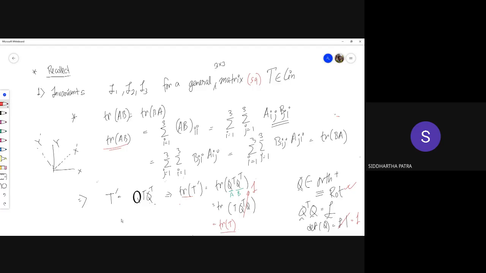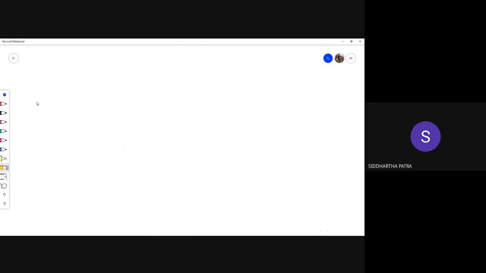So I1 of Q transpose T Q, or Q T Q transpose, both actually are rotation tensors, is equal to I1 of T. And if that is true for all Q belonging to the orth plus set, that implies I1 is an invariant. And that needs to be satisfied by each of the invariants. So we will now proceed to the next invariant.